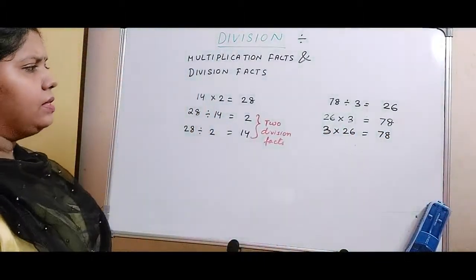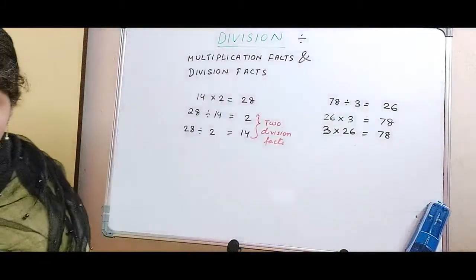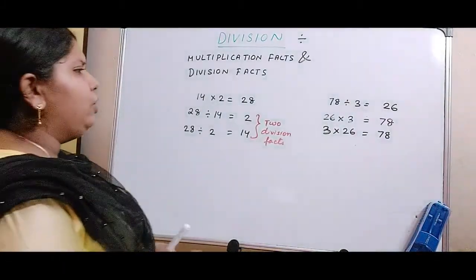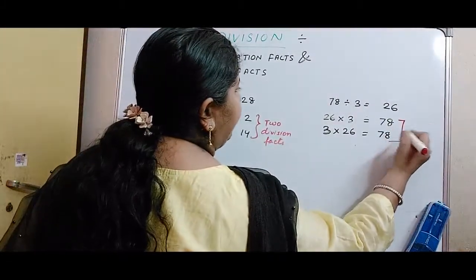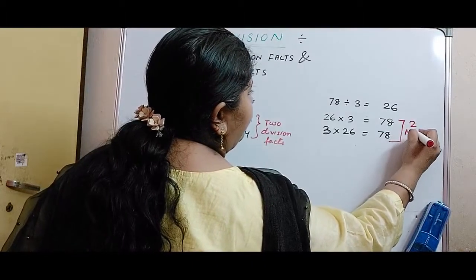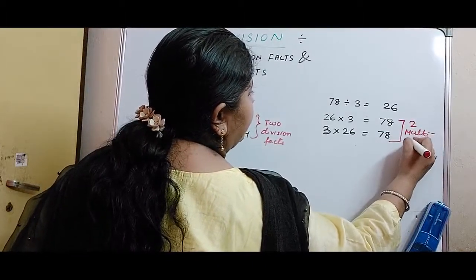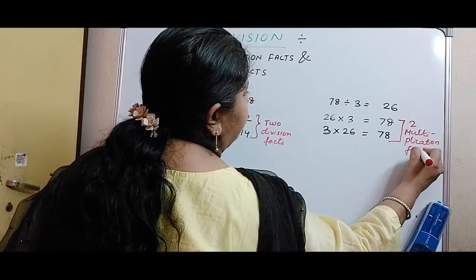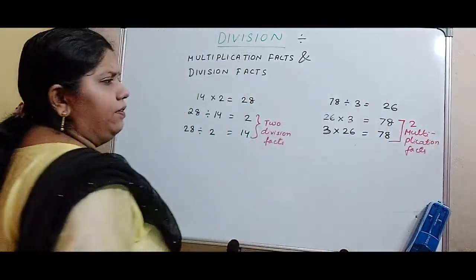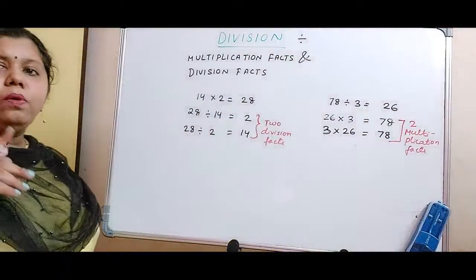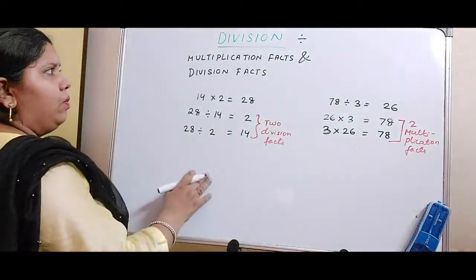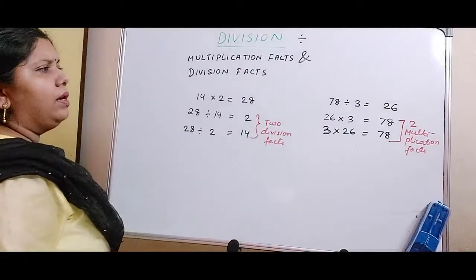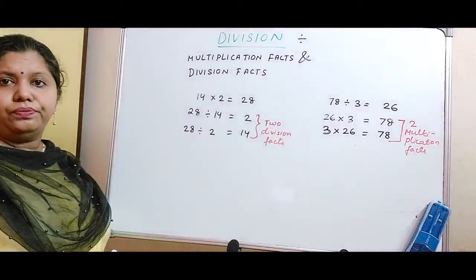Can you see this? Now, both of these are what? They are the two multiplication facts for this particular division. So, I hope children, you have understood what multiplication facts and division facts are by now.